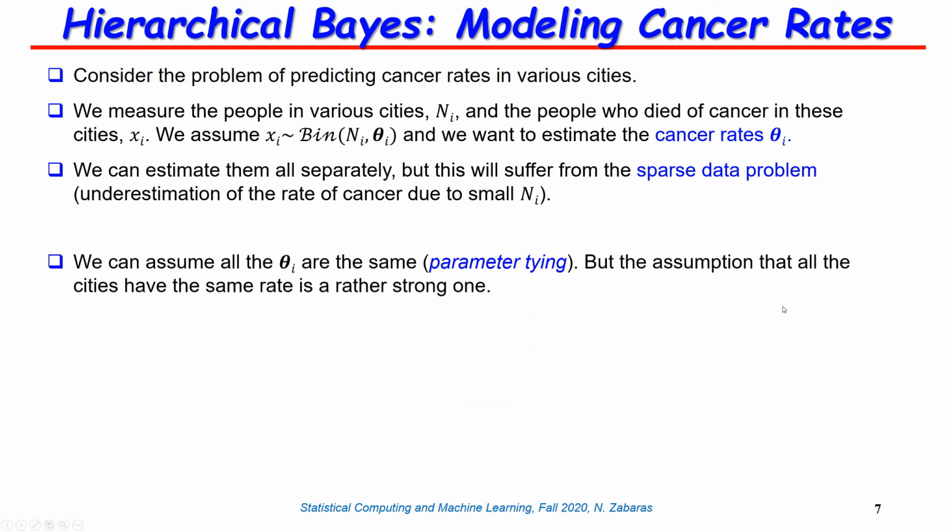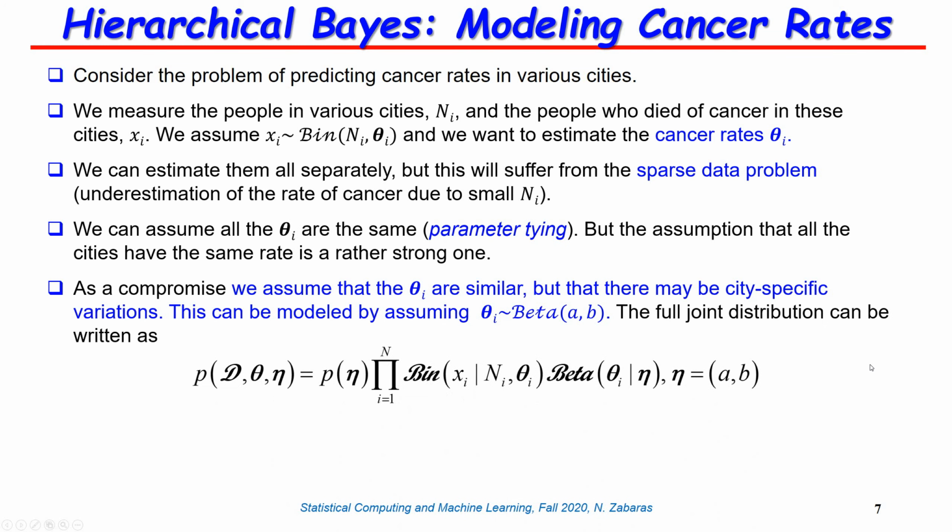So let me go directly to how we're going to actually tie the cities that have a lot of information to provide for this problem, and the cities that don't have a lot of information. What we're going to do is take these cancer rates theta i for every city, and say that all of them are tied together because all of them are coming from some beta distribution with hyperparameters A and B, and A and B here are denoted with this vector eta. Okay, so eta is my hyperparameters, and we will see how we're going to compute them today.